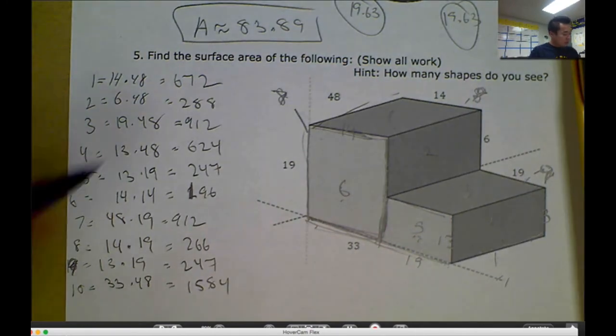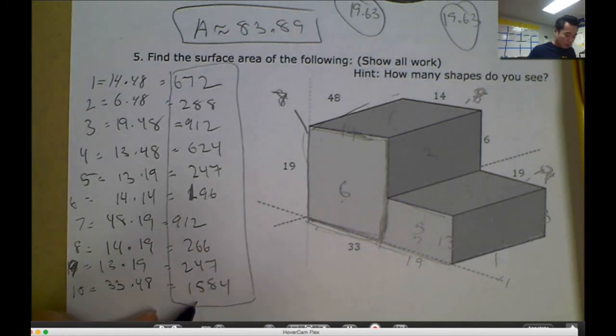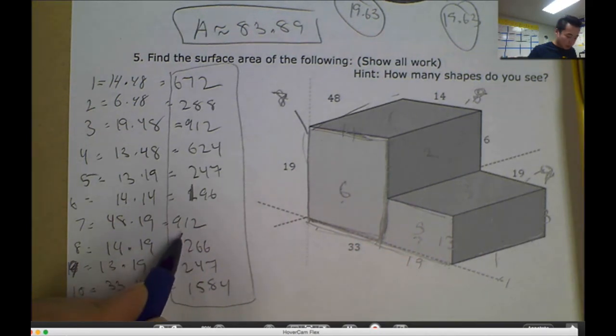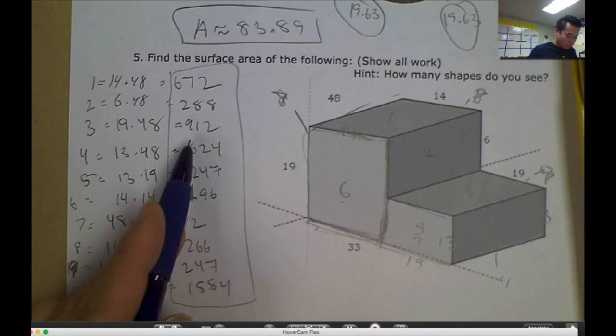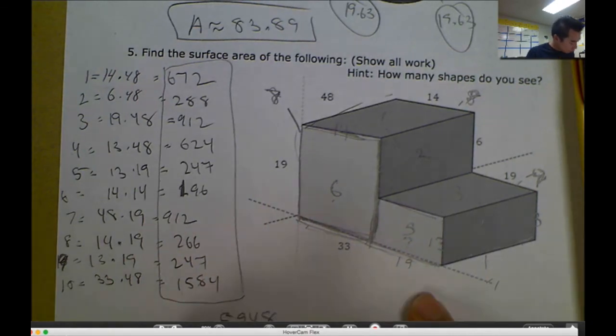Okay. Now I'm just going to add all of these numbers up. So 1584 plus 247 plus 266 plus 912 plus 196 plus 247, 624. And the final solution is the surface area of this composite shape is 5,948. There's no units, so just units squared.